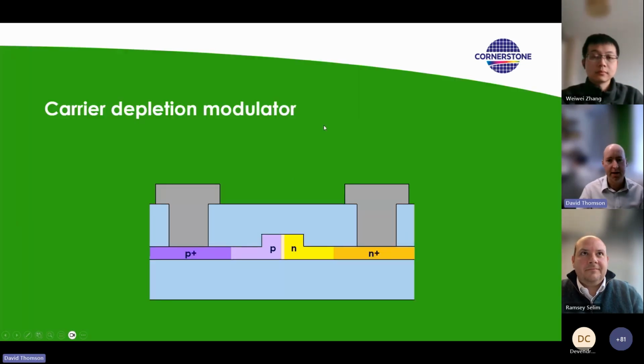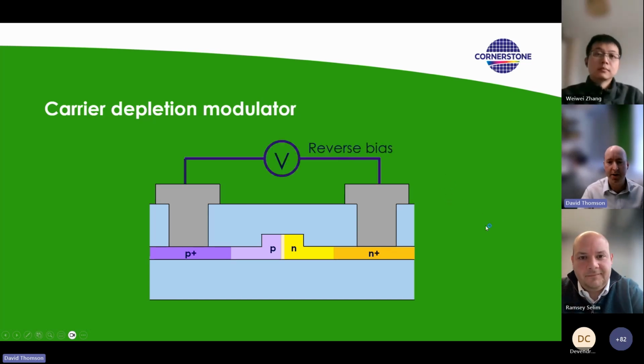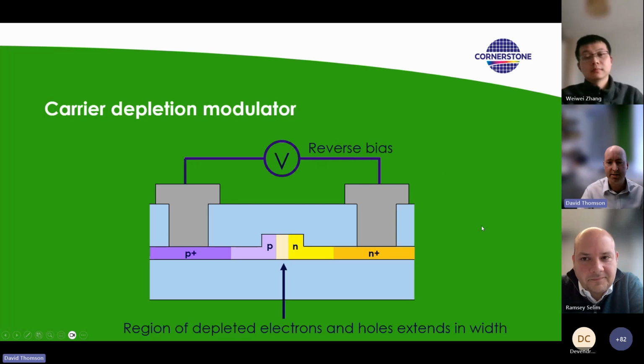So as I mentioned, the carrier depletion modulator, you have a PN junction in the waveguide, and at 0 volts, you have a depletion region, thin depletion region between the P and N type silicon sections. When you reverse bias, you sweep those carriers out, extend the width of the depletion region, and it's in that extended depletion region you get the change in refractive index.